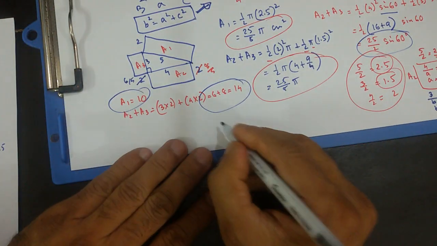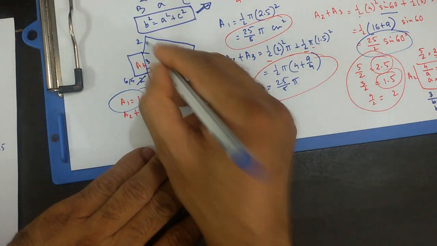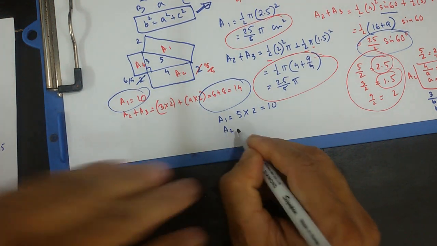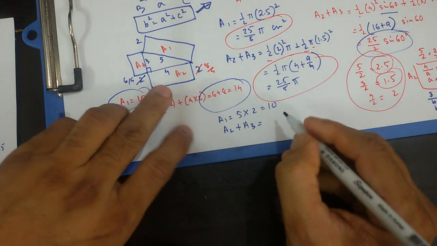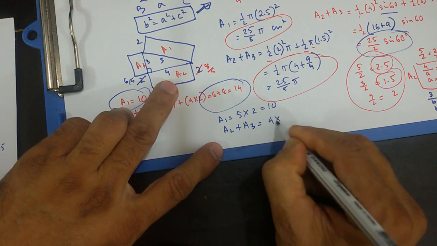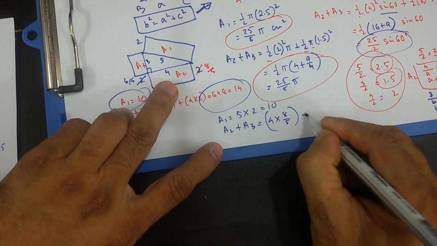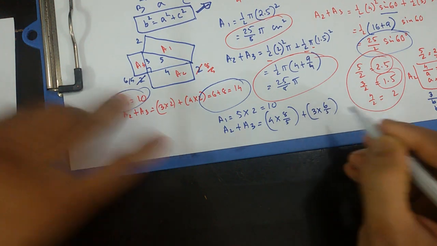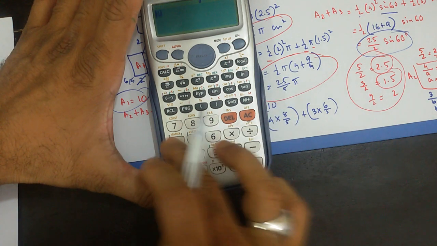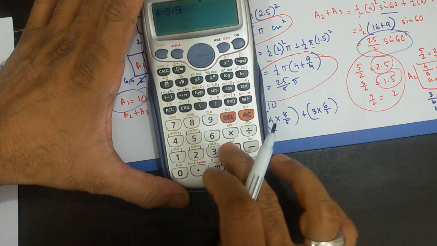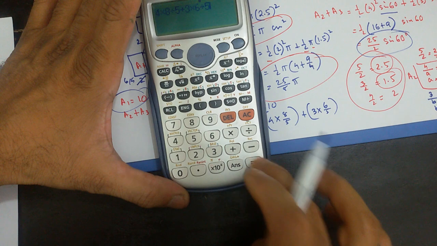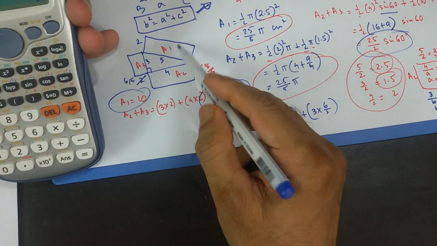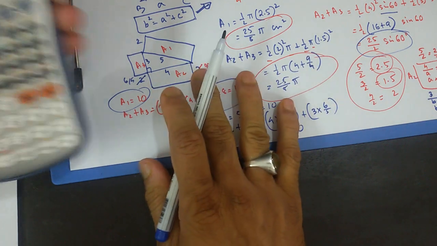Now let's try that. Area 1 as it is, 5 times 2, that's going to be 10. Now area 2 plus area 3. Area 2 is 4 times 8 by 5, and area 3 is 3 times 6 by 5. Now let's see how this works. 4 times 8 by 5 plus 3 times 6 by 5, that's going to be 10. So when the corresponding sides are proportional, then it's going to work.